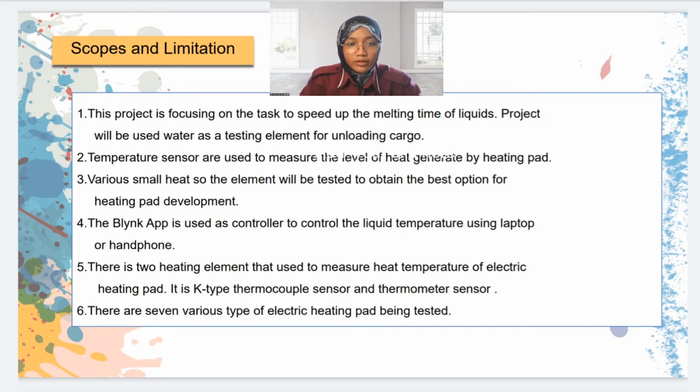Fourth, the Blynk app is used as a controller to control the liquid temperature using a laptop or handphone. Fifth, there are 2 sensors used to measure the heat temperature of the electric heating pad: the K-type thermocouple sensor and the thermometer sensor. Sixth, there are 7 various types of electric heating pad that have been tested for this project.